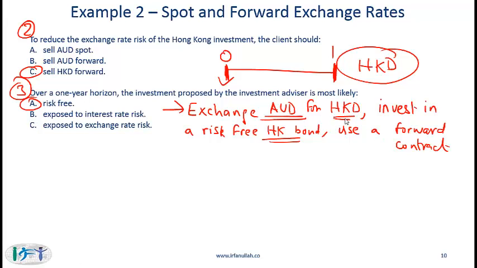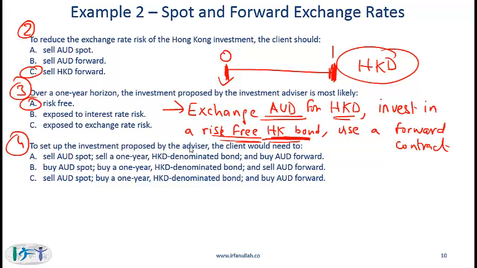Notice that in terms of the Hong Kong bond, it is risk-free. So we know exactly how many Hong Kong dollars we are getting at the end of the year. And since at time 0, we are also locking in an exchange rate, that means that there is no exchange rate risk. Since there is no price risk and no exchange rate risk, that means that this investment is risk-free.